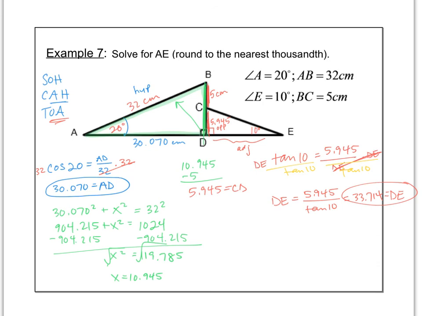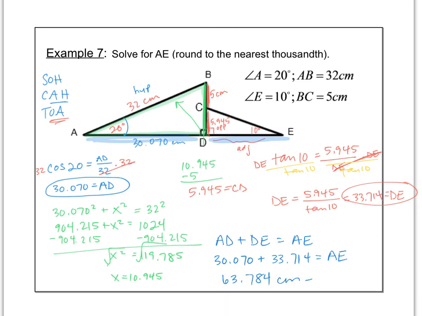We are almost there, people. We have AD, we have this distance, and now we have this distance. So to get the whole distance from A to E, we're going to add them together. So AD plus DE will equal AE. So here's our numbers. 30.070 plus 33.714 will equal AE. And that comes out to 63.784 centimeters equals AE. That was intense.